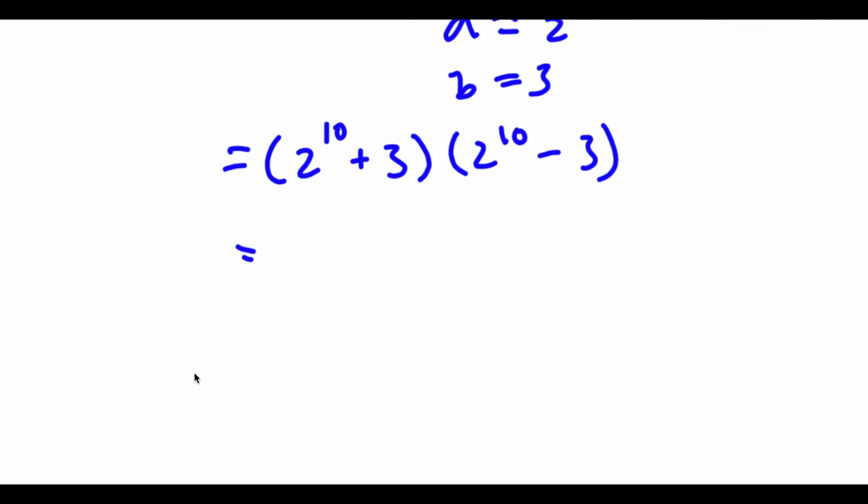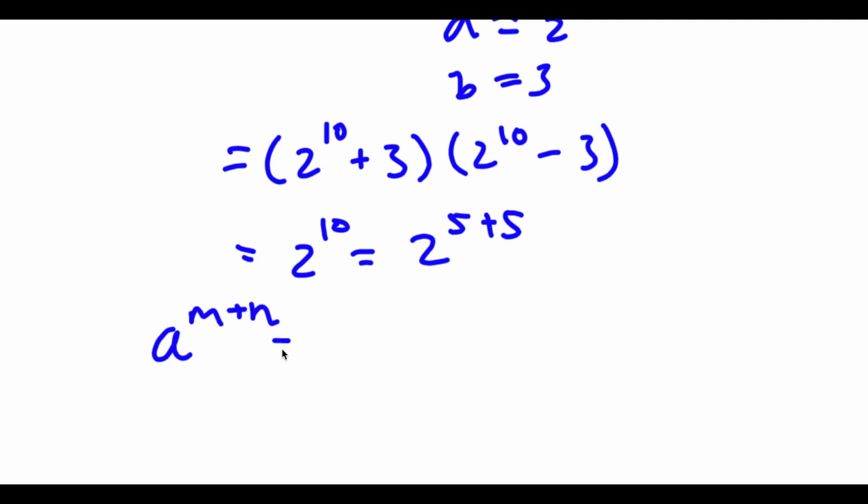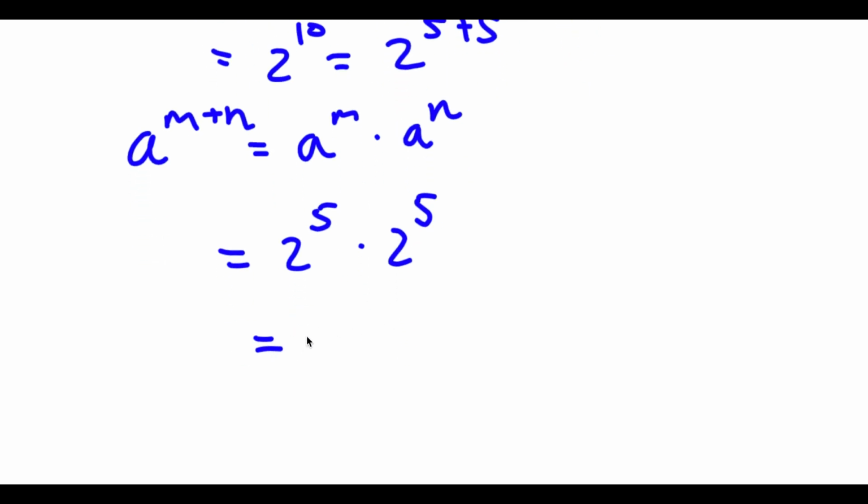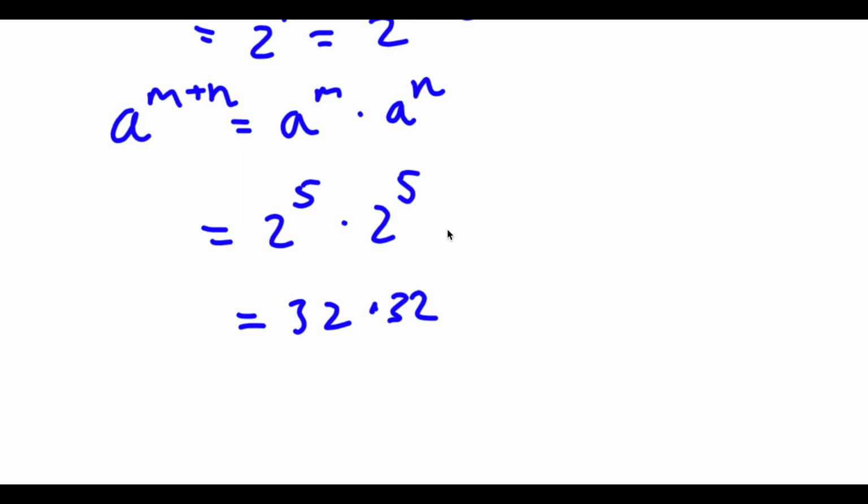Now 2 to the power of 10, let's first go ahead and solve this. This is the same thing as 2 to the power of 5 plus 5. And if I have something in the form a to the power of m plus n, this is equal to a to the power of m times a to the power of n. So 2 to the power of 5 plus 5 is going to equal 2 to the power of 5 times 2 to the power of 5. Now 2 to the power of 5 is equal to 32, so I have 32 times 32.